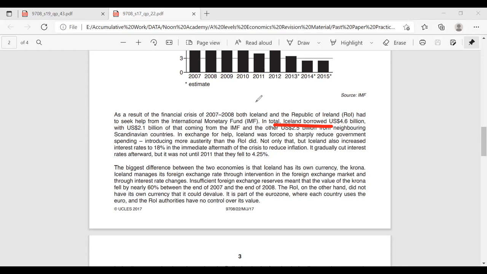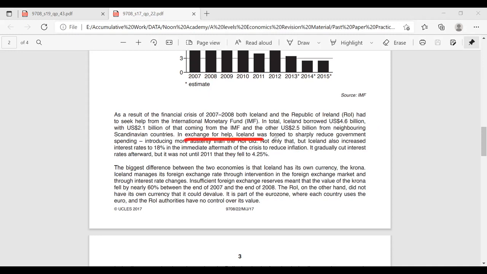Now think about this. In total, Iceland borrowed US$4.6 billion, with US$2.1 billion of that coming from the IMF. So Iceland borrowed how much? $4.6 billion, and out of that, 2.1 billion came from the IMF and the other 2.5 billion from neighboring Scandinavian countries.